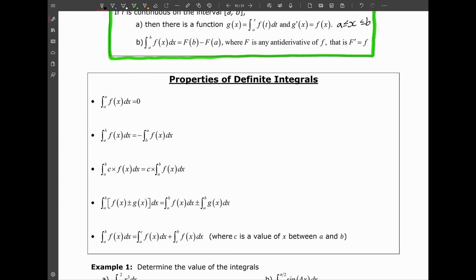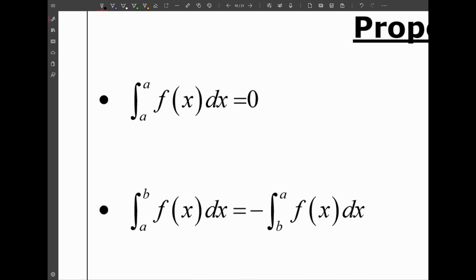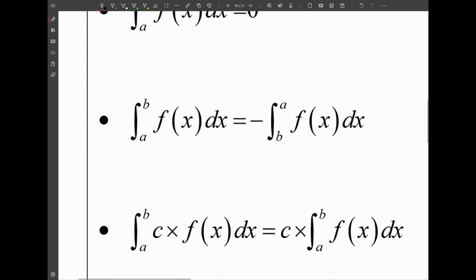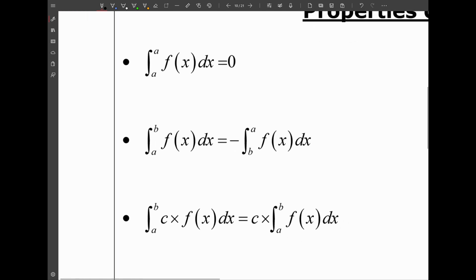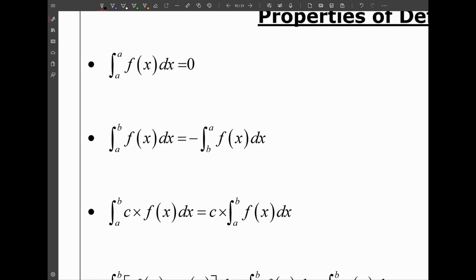Let's talk about some properties, just so we know what we're dealing with. The integral from a to a of f of x is 0. Well, that makes sense because I'm not covering any distance. There's nothing there. The integral from a to b of f of x is equal to negative the integral from b to a of f of x, which comes from the same premise as a minus b being equal to negative (b minus a). We just reverse the order, and then we have to factor out a negative. That's all that's happening there.